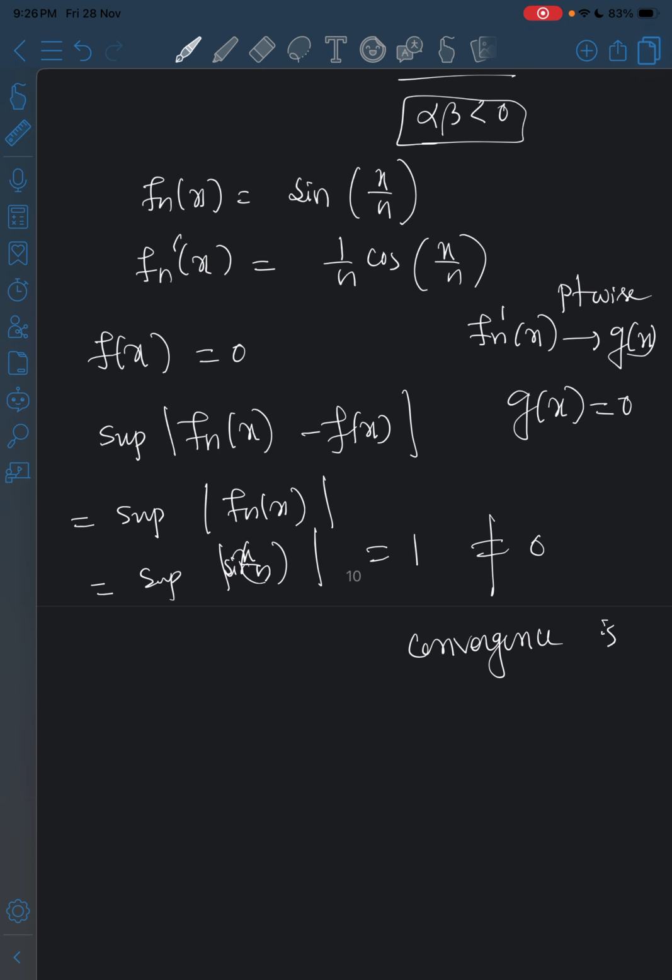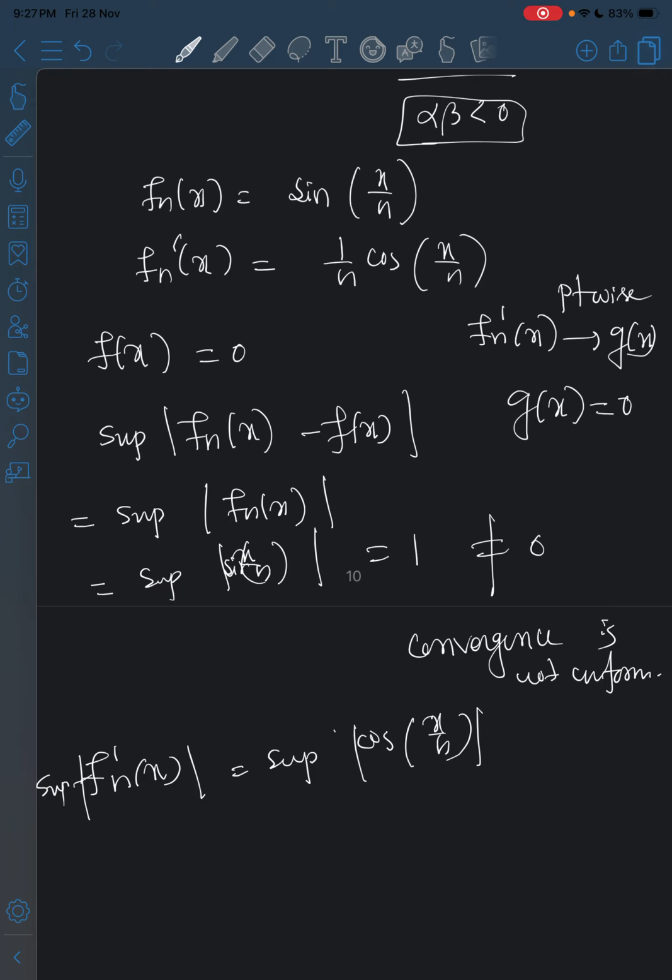Just the definition, right? But for fn prime, |fn prime x| is |1 by n cos x by n|, which is less than or equal to 1 by n, which tends to 0 as n tends to infinity. So this convergence is uniform.